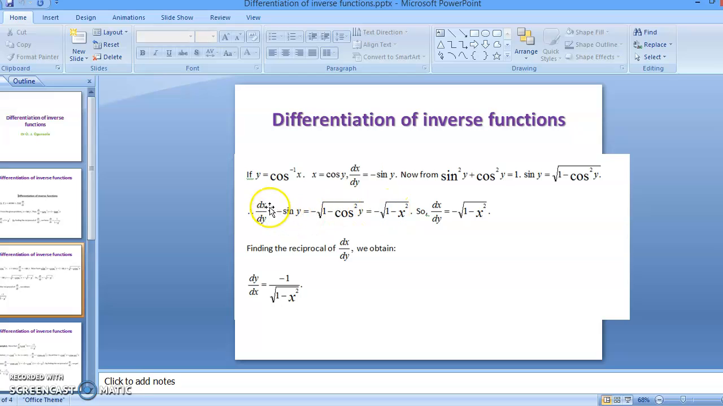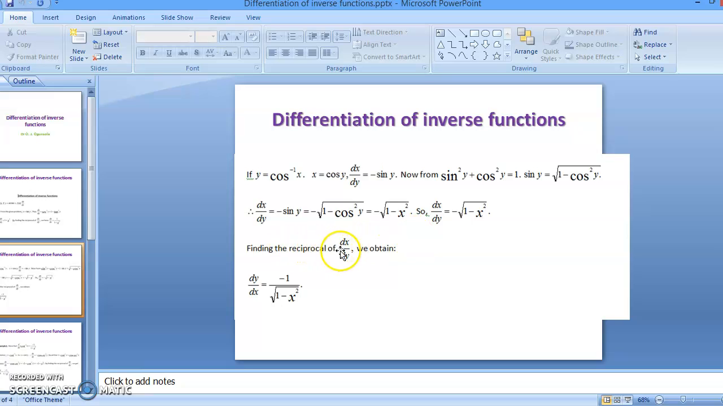So dx/dy, which is minus sin y, is now going to be what? Minus, instead of sin y now, you are having the square root of 1 minus cos square y. That's why we have this. So which is simply minus the square root of 1 minus, your x is cos y. So x squared will be cos square y. So that's why we have what? Minus the square root of 1 minus x squared there. So dx/dy is equal to minus the square root of 1 minus x squared.